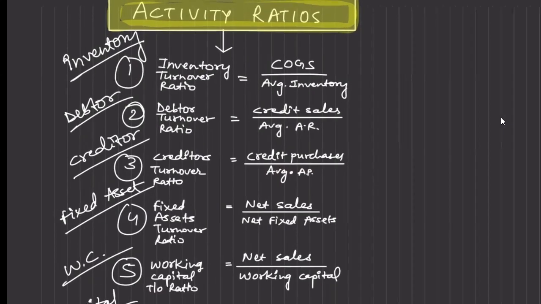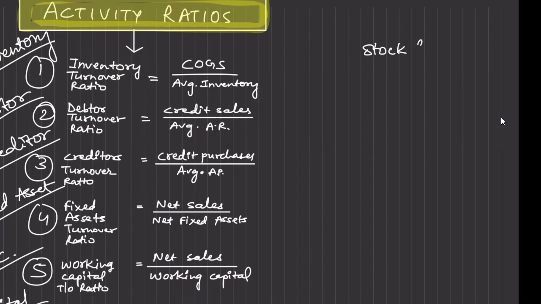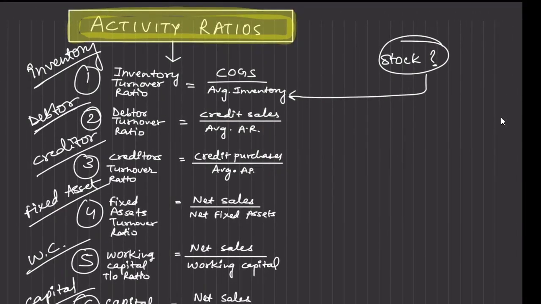So when you think of inventory, inventory is what, my friend? Your stock. So when they ask for inventory turnover ratio, always put average inventory in the denominator. In the same way, if they are asking debtor turnover ratio, always put the average accounts receivable, or say average debtors, in the denominator. If they're asking creditor turnover, this would be average creditors in the denominator.